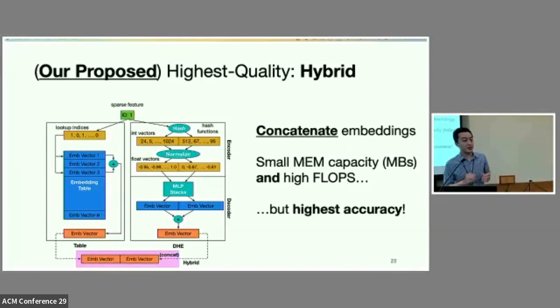So based on the differences between these two approaches, we propose a hybrid representation that uses both execution paths to generate higher quality embeddings. So here, we concatenate the semantically different embeddings and train them end-to-end with the recommendation model. And of course, executing this will incur heavy memory and compute resource usage. Now let's see some characterization highlights.